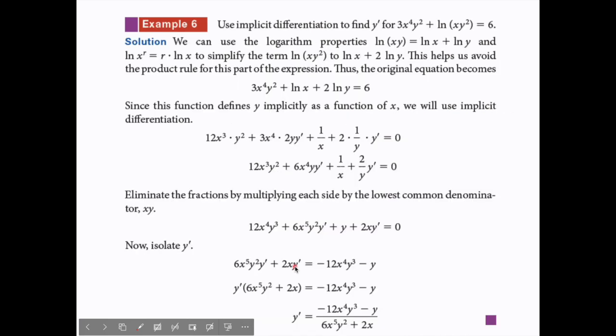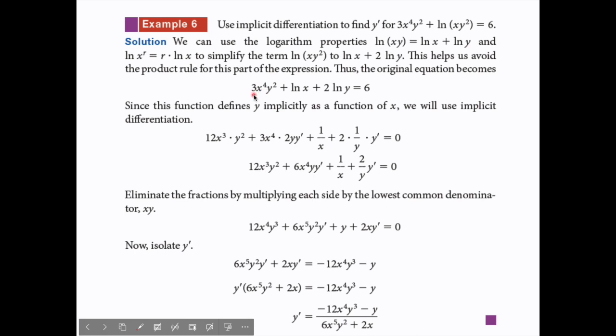One last example where we're going to use implicit differentiation that involves natural logarithms. So here is our equation. We're going to use implicit differentiation. So this is going to be a product rule because we have this factor and this factor.